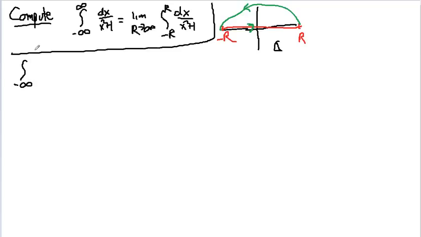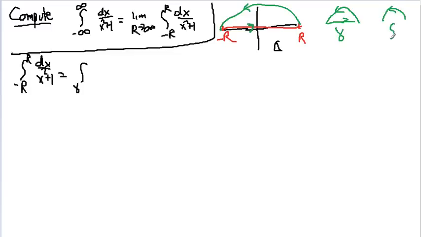and let's not even do this. The integral from negative r to r, for any real number r, of dx over x squared plus 1 equals the integral over gamma. Let's call this whole shape gamma, and just this will be, I don't know, how about delta, like so.